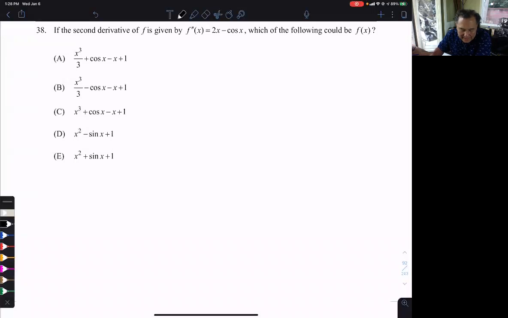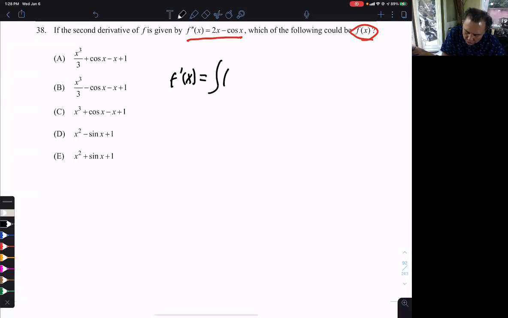This is 1993, number 38. So we're given a second derivative, and we want to find a possibility for f. Well, if I integrate f prime, it gives me f. Or f double prime, it gives me f prime. So f prime is the integral of f double prime.